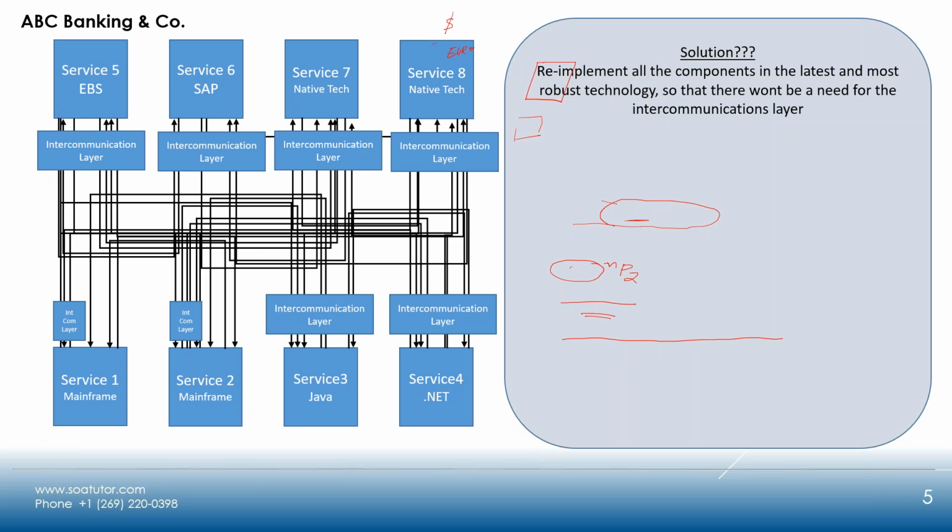So the first thing that you could think of is, since the major problem here is the intercommunication layer, you can think of a solution wherein all the components are redone in some latest technology. Let's say there is a technology called X. I would not mention any technology. There would be some technology X which is very good, okay, which is the most latest and which is really robust. Okay, so if I re-implement all these modules in this language X, then I don't need an intercommunication layer, right? Now that is a good solution, but obviously will business agree?